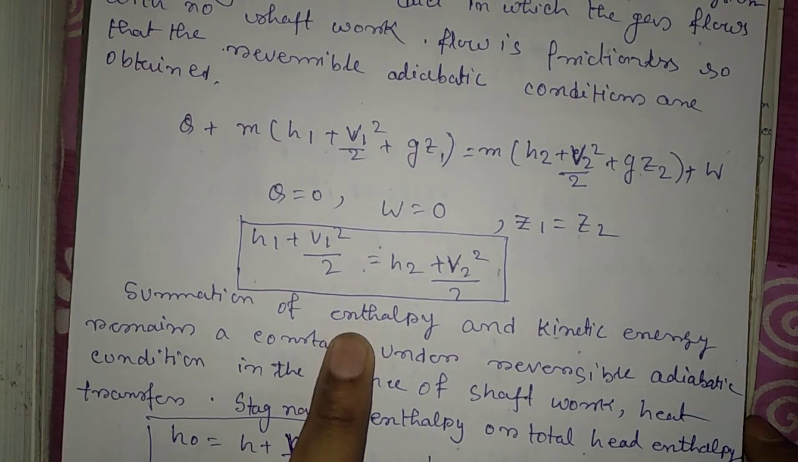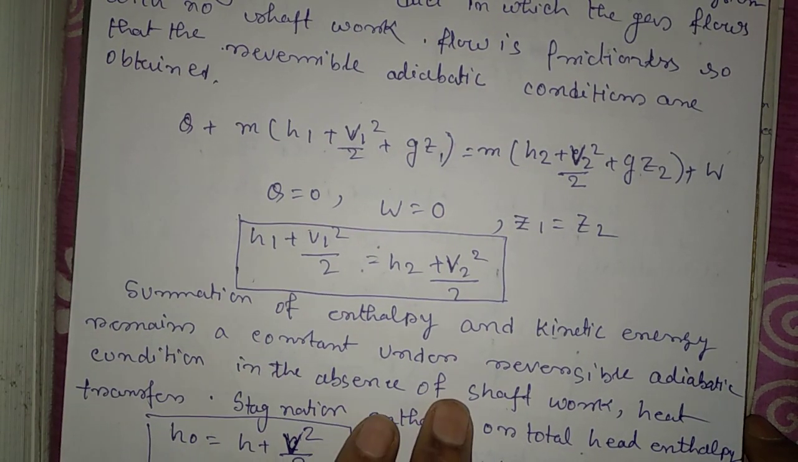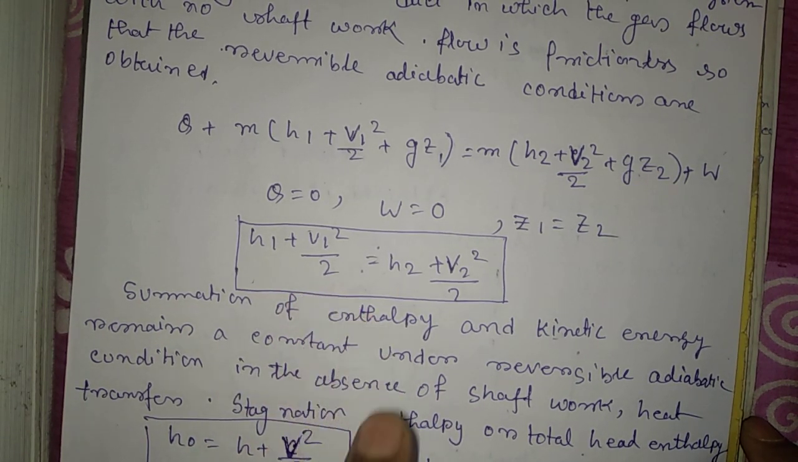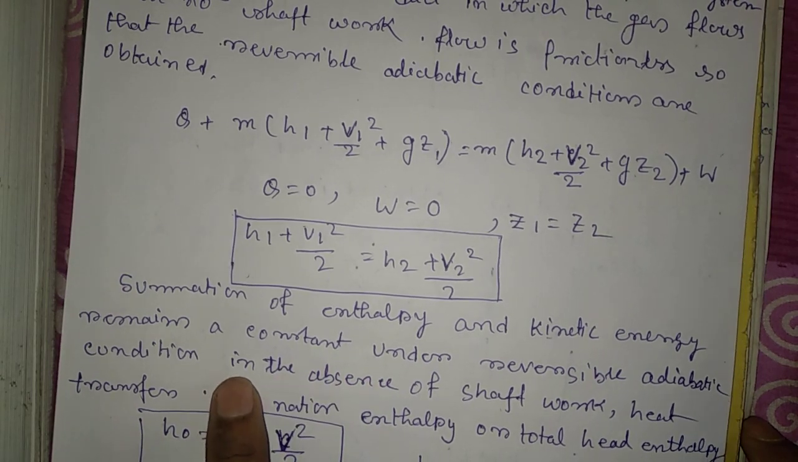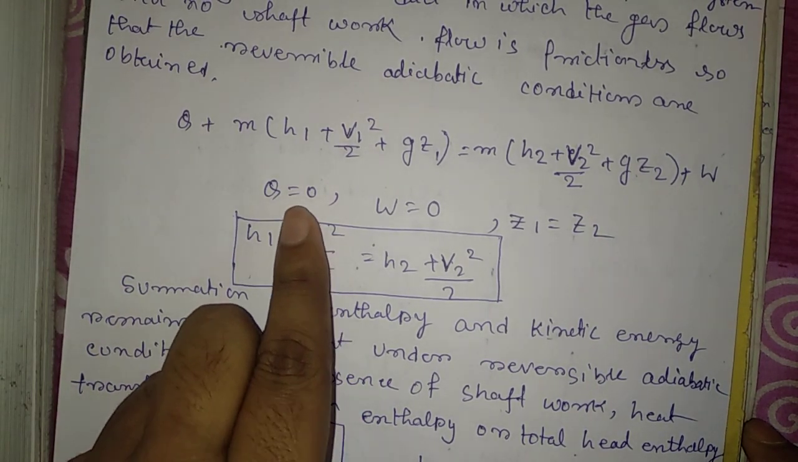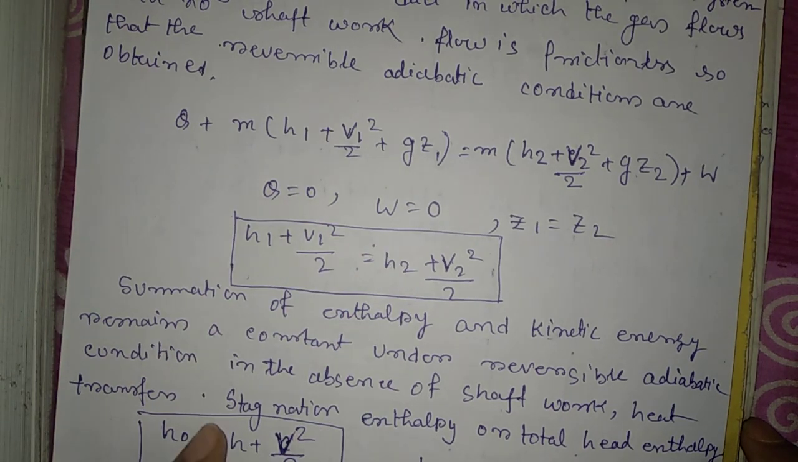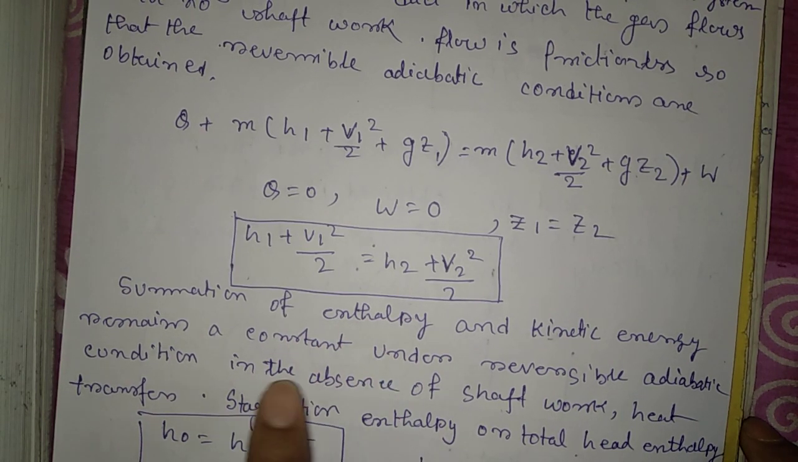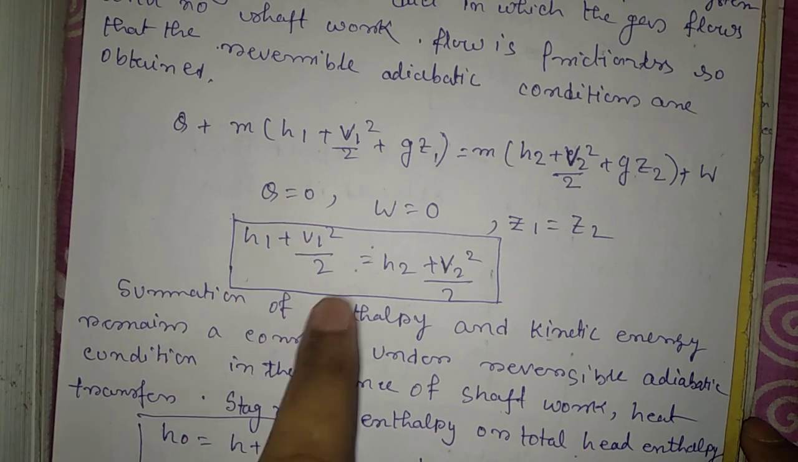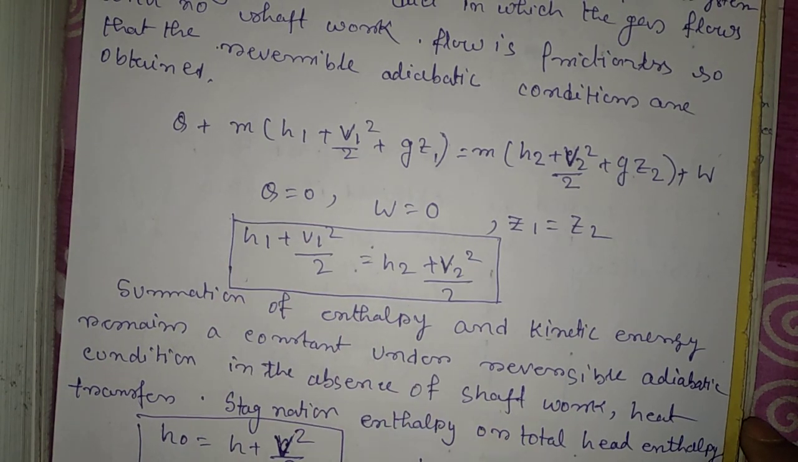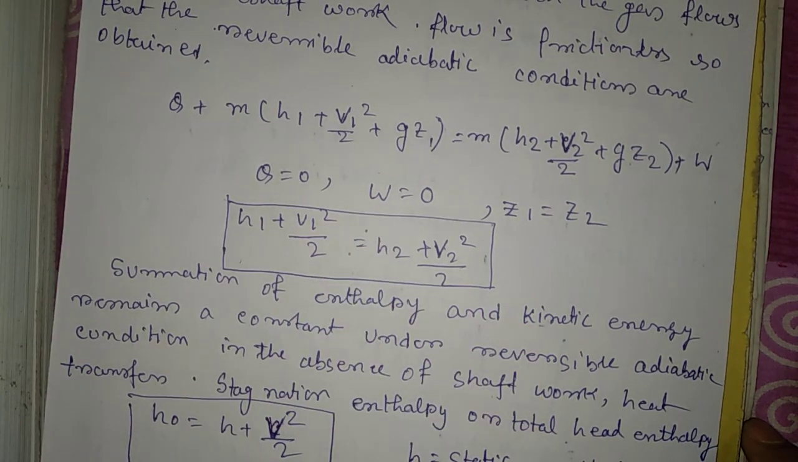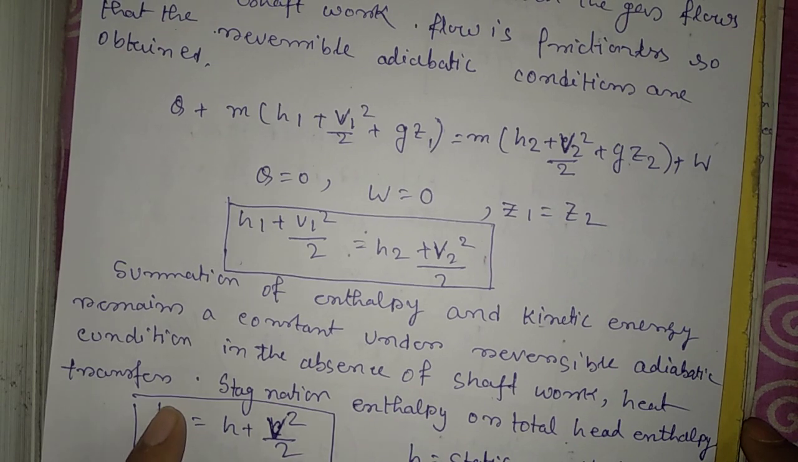Now, the summation of enthalpy plus kinetic energy remains constant under reversible adiabatic conditions. We assumed that Q is equal to 0, W is equal to 0, and Z1 is equal to Z2, so under these particular conditions the summation of enthalpy and kinetic energy remains constant. So h1 plus V1²/2 is equal to h2 plus V2²/2 under reversible adiabatic conditions, in the absence of shaft work because W is equal to 0, and of heat transfer because Q is equal to 0.